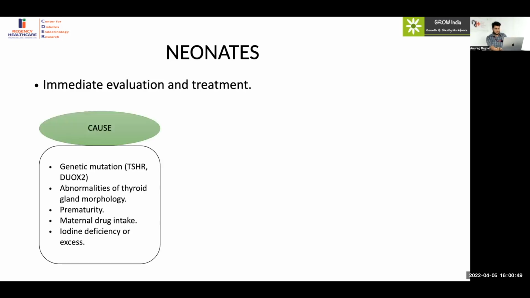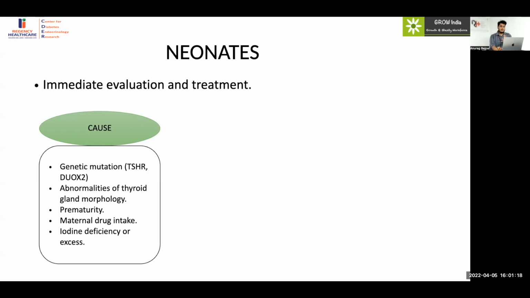So with regards to the causes, in the neonatal period, it could be because of a genetic mutation in the form of TSH receptor or DUOX2. And as already mentioned by Sir, TSH receptor mutation is one of the very common conditions of persistent subclinical hypothyroidism, where the hypothalamo-pituitary thyroid axis is slightly changed, and it is considered an outlier of the normal value of 5.5.